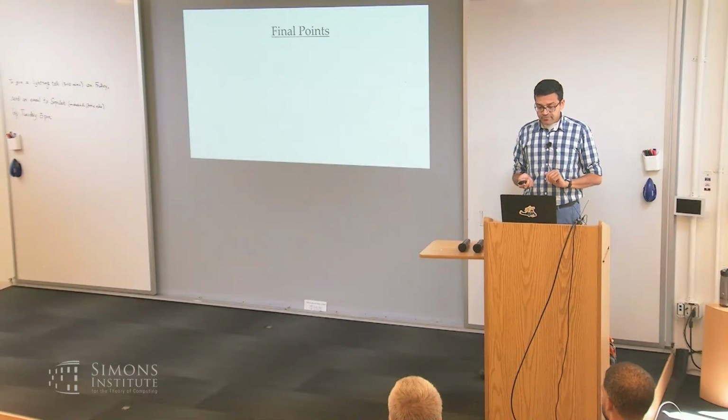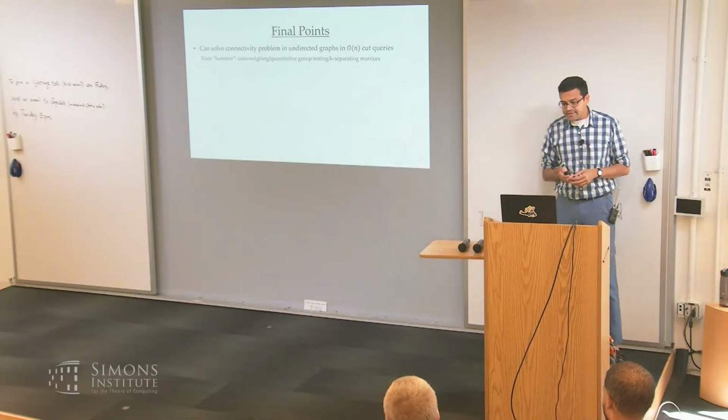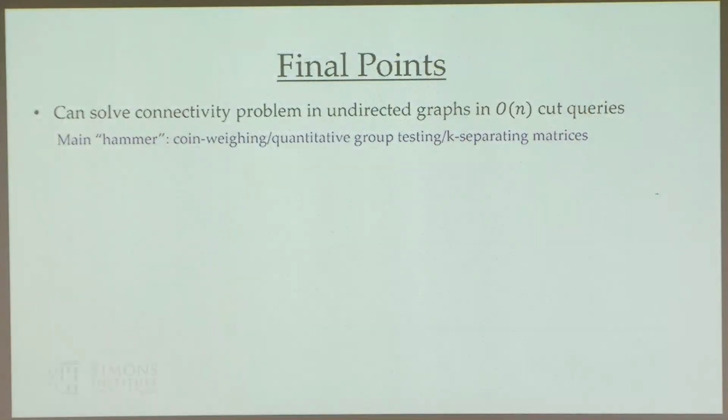So let me end with some final thoughts. One is that we can solve connectivity in undirected graphs in order n cut queries. So that's not your candidate for a submodular function minimization lower bound. It never was, but it was curious for me at least to figure out this gap between n log n and n. But the main hammer, which I did not know about, was this coin weighing trick of Lindström and Cantor-Mills and others, which might be useful.